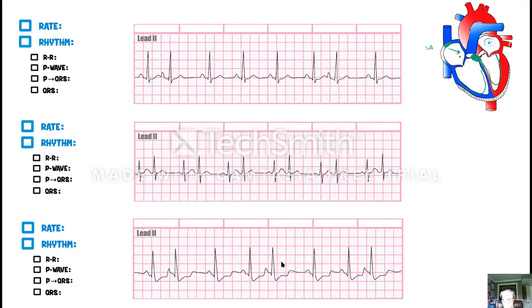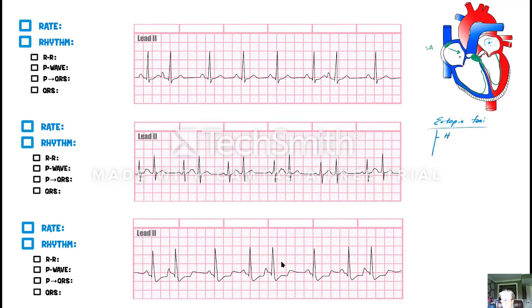What are some reasons that this little ectopic focus, or this little irritated atrial tissue, can become so irritated that it starts sending out its own action potentials? Well, these ectopic foci can be triggered by a couple different things.